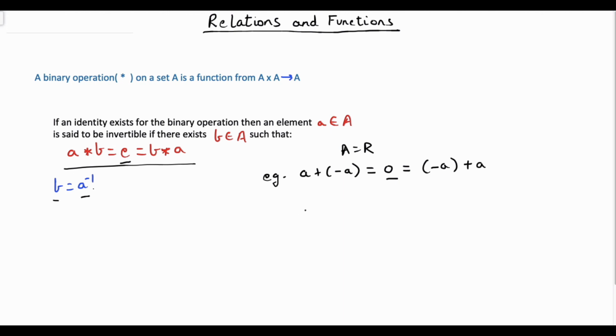Similarly, for the multiplication operator, a into 1 by a is equal to 1, and this is also equal to 1 by a into a. This does not hold for the element 0 because 1 by a will not be defined. So the element 0 does not have an inverse with respect to the multiplication operator. The elements with respect to the subtraction and division operators will not have an inverse because they are not commutative. So a asterisk b will not be equal to b asterisk a, and secondly, they don't have an identity.